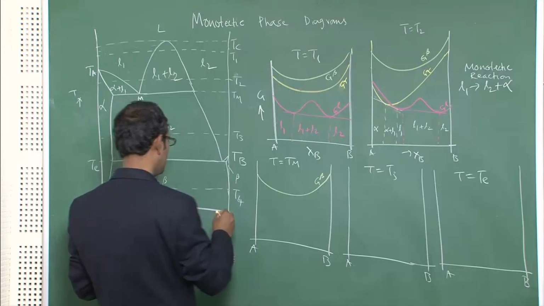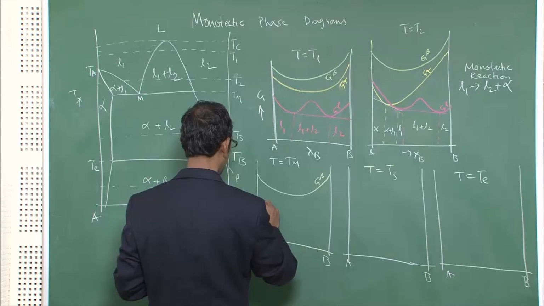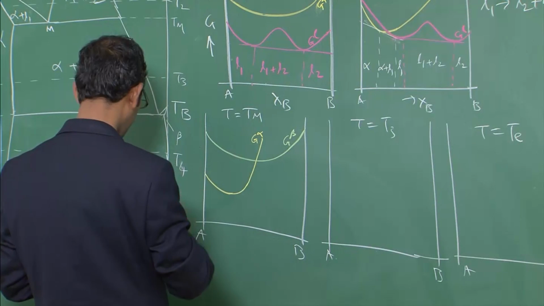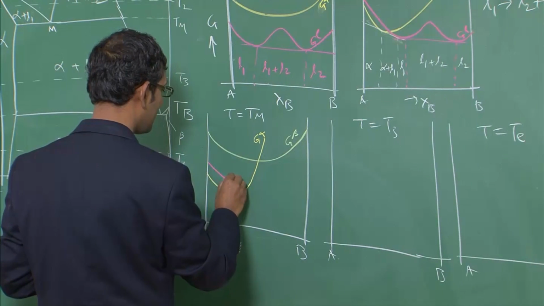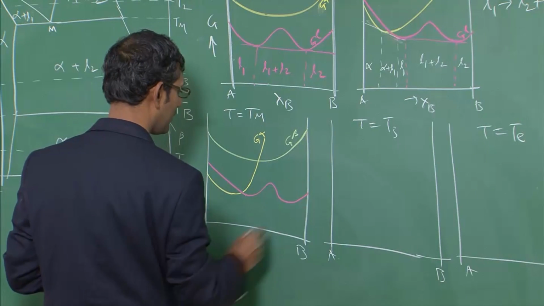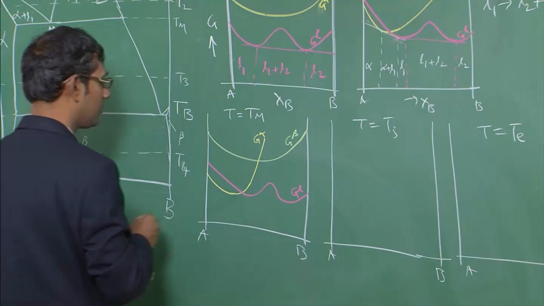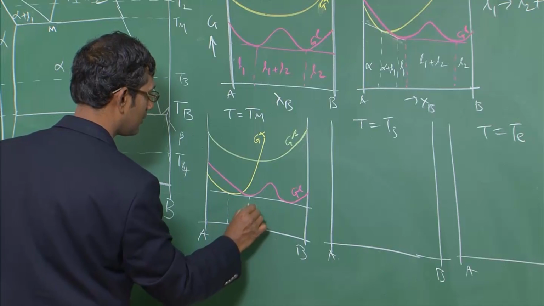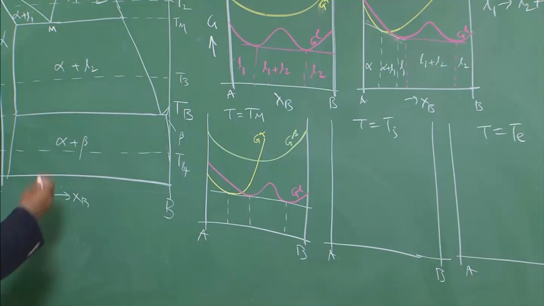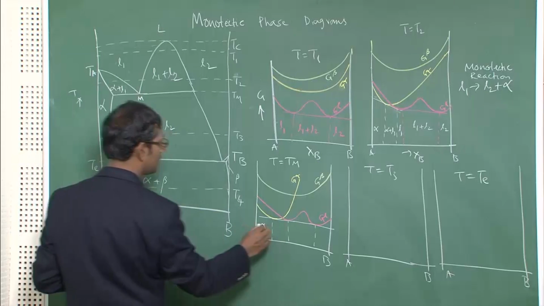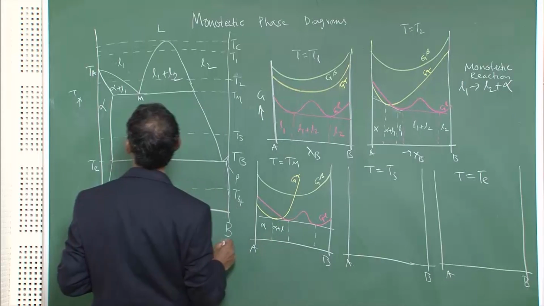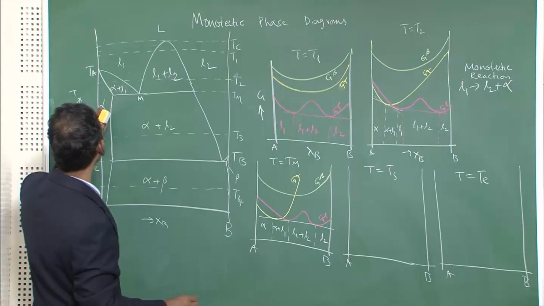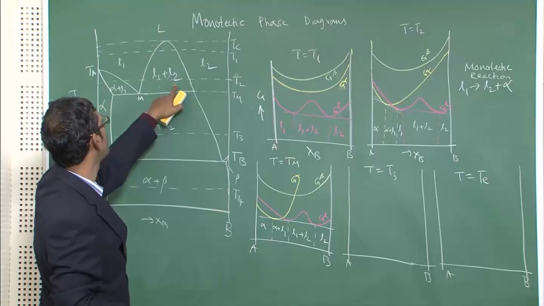Now, alpha is this. This is G alpha, and this is the liquid. So what do I do? I draw a common tangent between all the 3, then I get this. You can see this is alpha, then alpha plus L1, L1 plus L2 and L2. That is what I see: alpha, alpha plus L1, L1 plus L2 and L2.